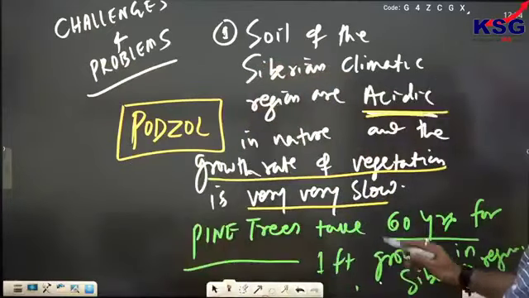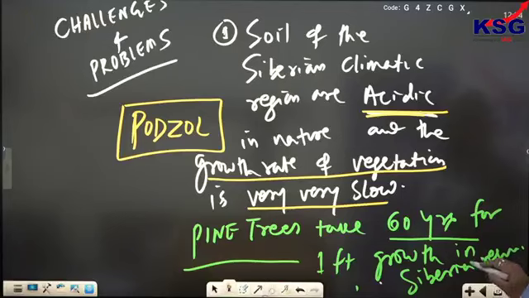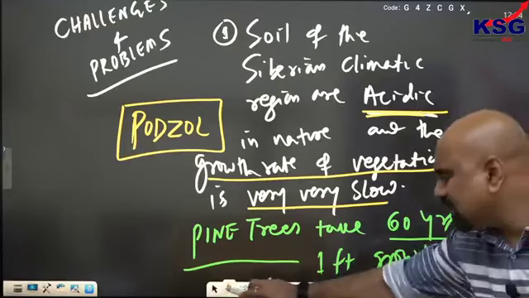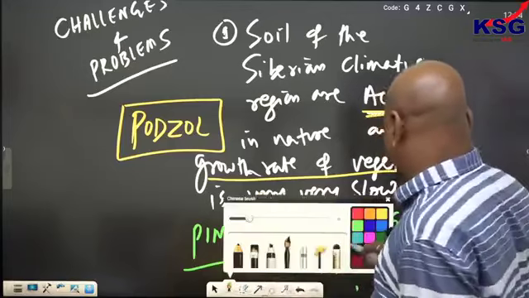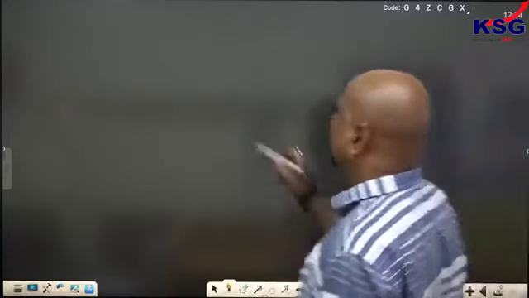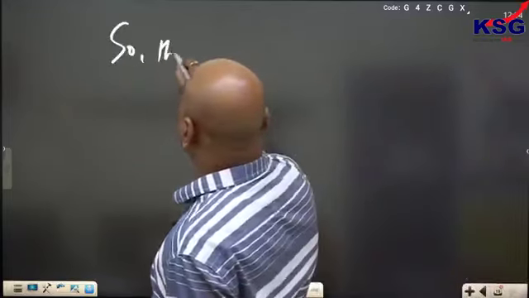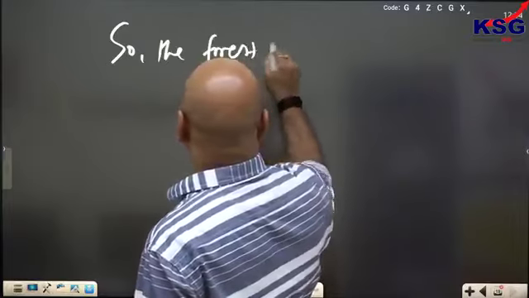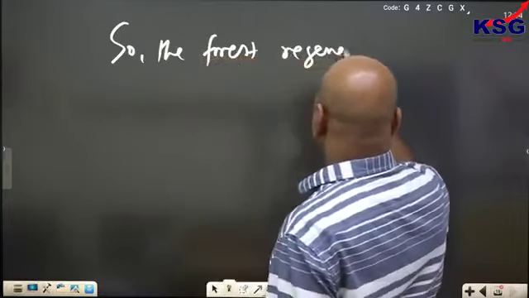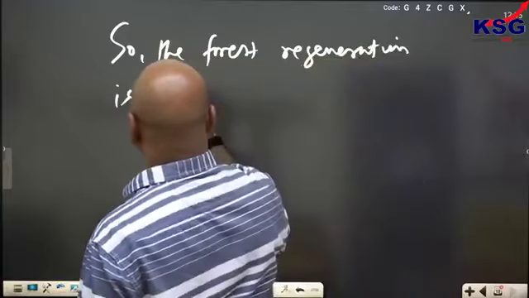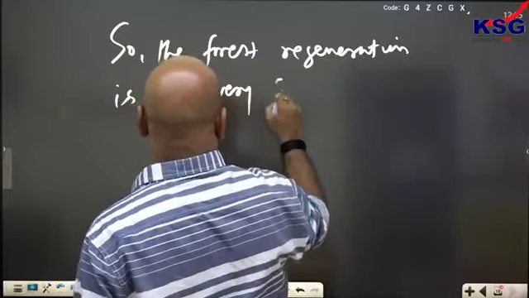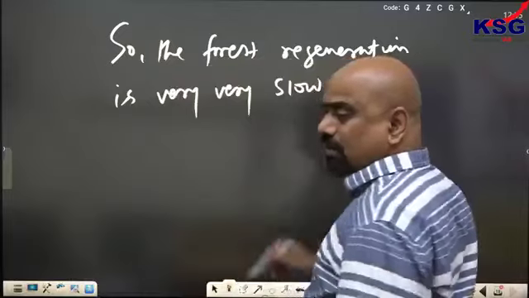Okay, pine trees take 60 years for 1 foot of growth in the Siberian region. This is a very exceptional case, and so the forest regeneration is very, very slow.